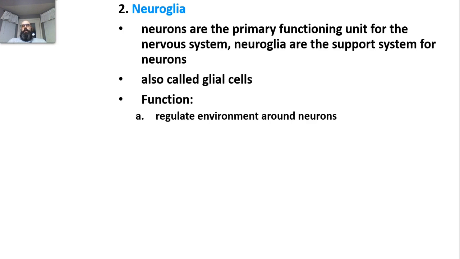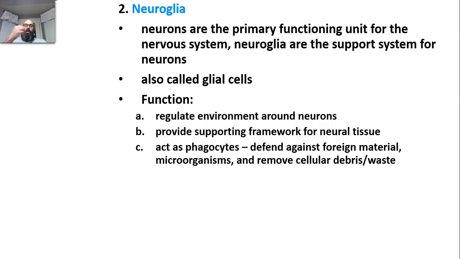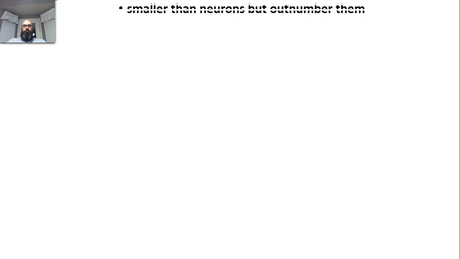What are their functions? Well, they regulate the environmental conditions around the neurons. They make sure that any small damage that can be repaired is done. So some of them function for repair, some of them function for insulation, some of them function for protection, which we'll get into. They provide a support framework for the neural tissue. They act as phagocytes, which, if you remember, phagocytic cells are typically those that are involved with defense. They engulf microorganisms, swallow them up, digest them, and make sure that they are removed from the area, because some microorganisms can be pathogens or even things that are harmful to the body.